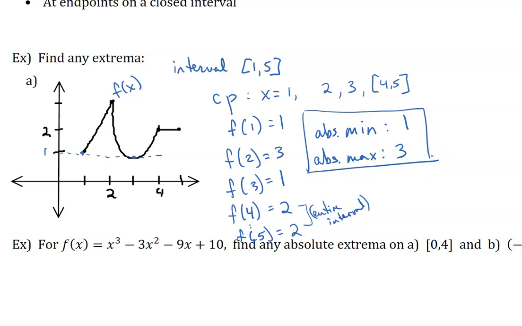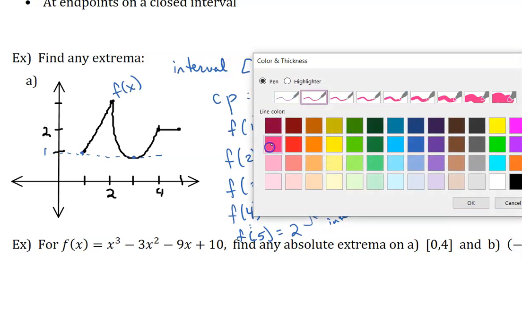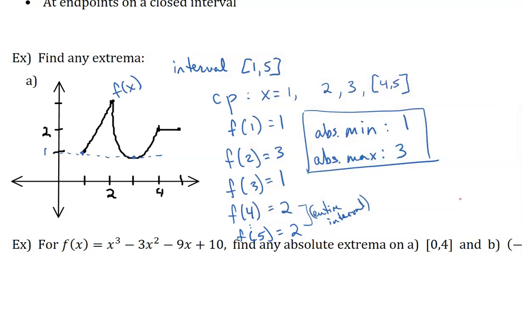Okay, now just for fun here, let's consider if we were looking at a different interval. So for example, let's say that our interval, instead of being from 1 to 5, was just from 3 to 5. Okay, if the interval was from 3 to 5, the absolute min would still be the same. Okay, absolute min is still 1, attained at x equals 3 right here.